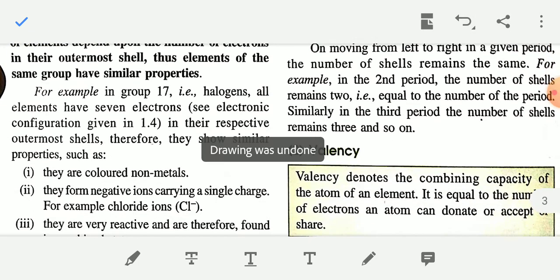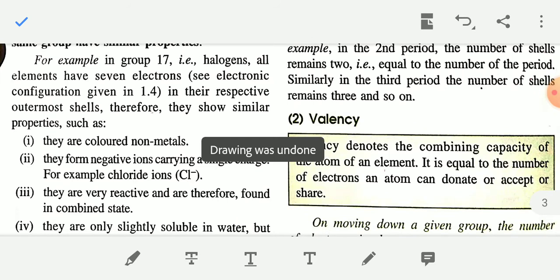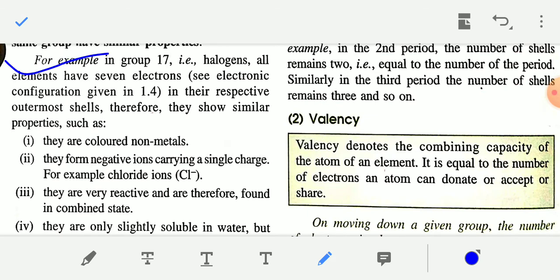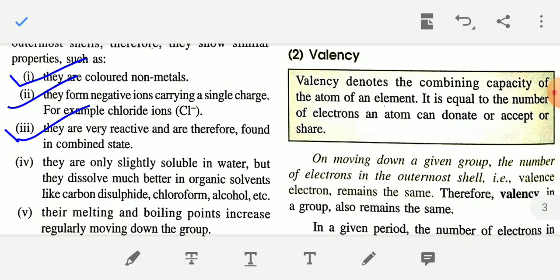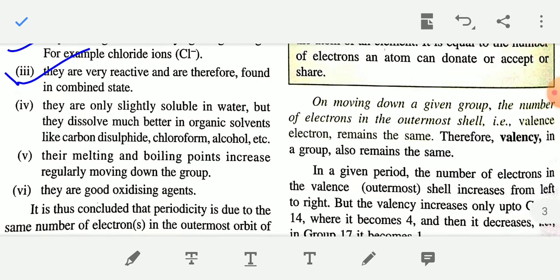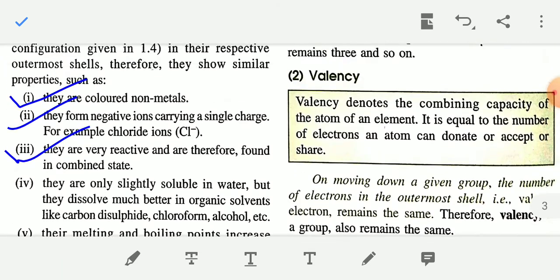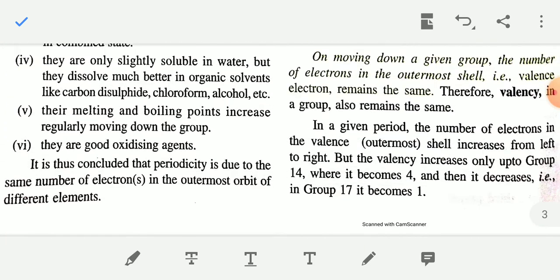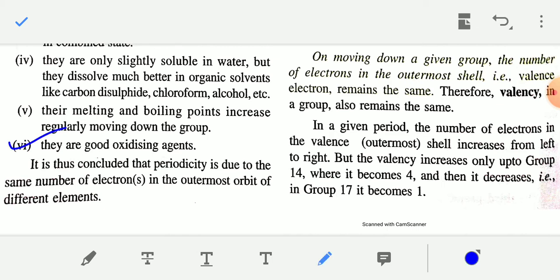So for example, group 17 elements, that is halogens. All these halogens have 7 electrons in the valence shell, and therefore they show similar properties, such as they are colored non-metals. They form negative ions carrying a single charge, like Cl minus, F minus, Br minus. They are very reactive and therefore found in the combined state. These are some similar chemical properties of halogens, because all halogen atoms have the same number of electrons, that is 7 electrons in the outermost shell.